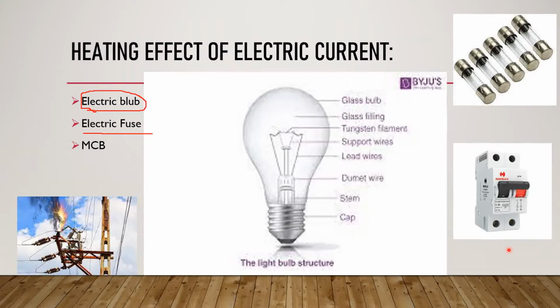An MCB is a better alternative to a fuse since it does not require any replacement. As you know, in the fuse, once it is gone, we have to replace the whole fuse. But in an MCB, it's not required. We just have to pull this lever down and it starts working again.